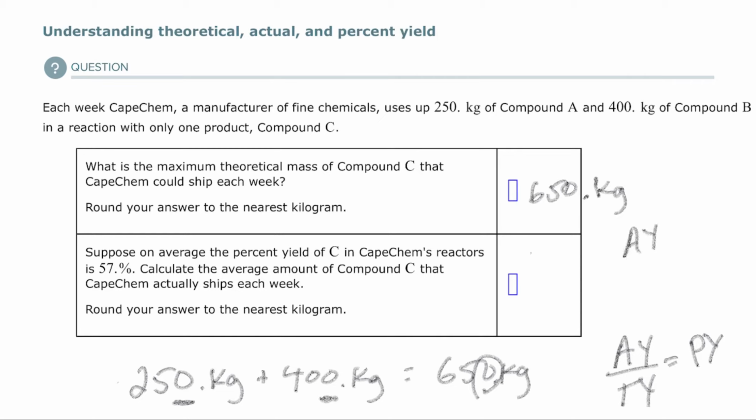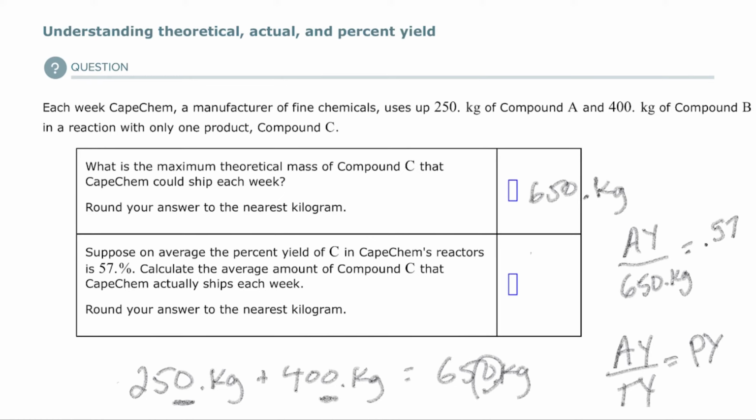AY, or actual yield, is going to be equal to my theoretical yield, which was 650 kilograms, times my percentage. And it says here that it's 57%. Now I need to put that as a number because I'm going to do some math with it. So I put that as a decimal, 0.57. Now when I solve for actual yield, I'm going to put the 650 at the top. So it's 57% of 650.